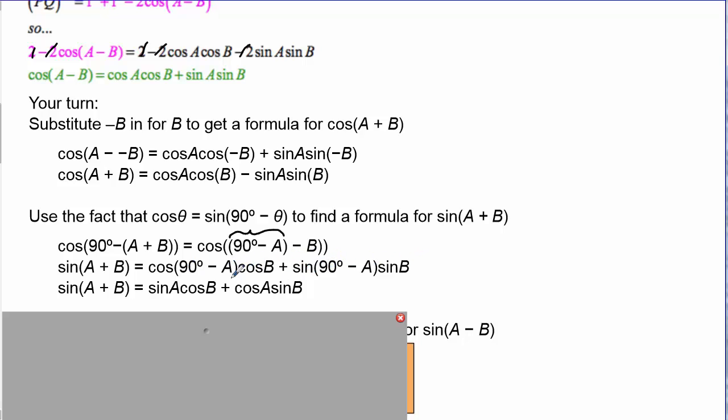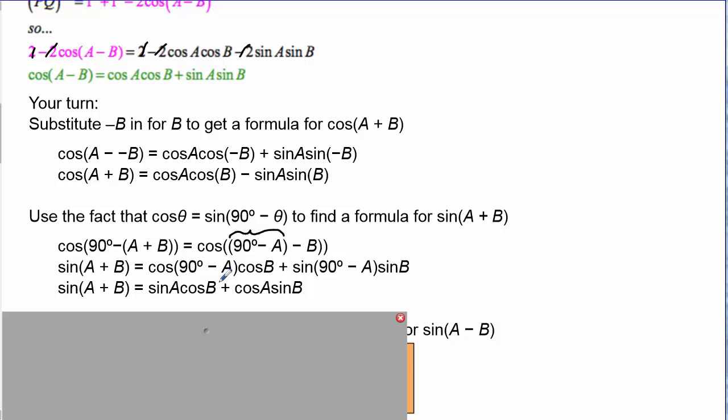And now I'm going to use what I know again, that cosine of 90 minus a is the sine of a. So I can replace this cosine here with the sine, since I've got 90 minus. So I got sine a cosine b, and over here, same thing with this sine, changes to a cosine, and I get that the sine of a plus b is equal to sine a cosine b plus cosine a sine b, or sine cosine cosine sine is the way I remembered it.